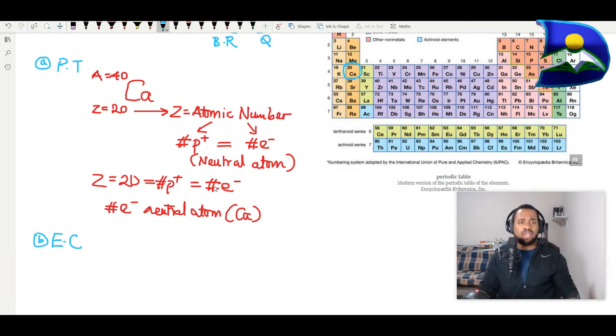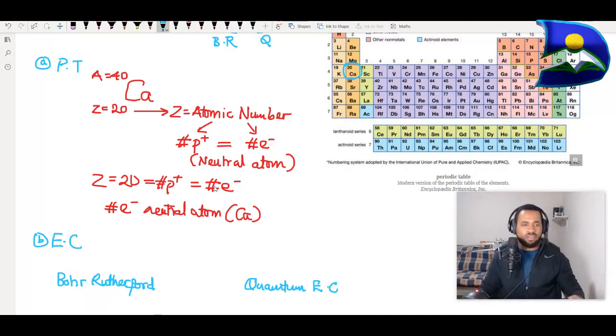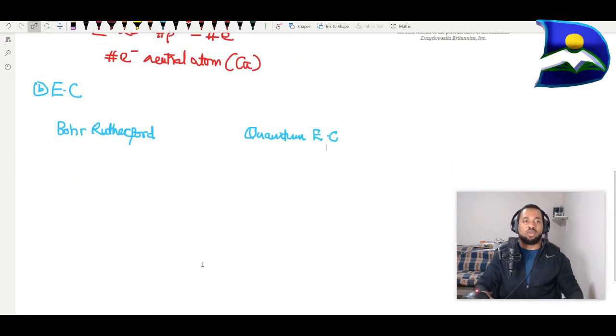So in this particular case, we're going to first compare the Bohr-Rutherford diagram to the other form, which is the quantum electronic configuration. Let's look closely at what we know from high school, a little bit of high school, now when you get into high school, like grade 12 and onwards.